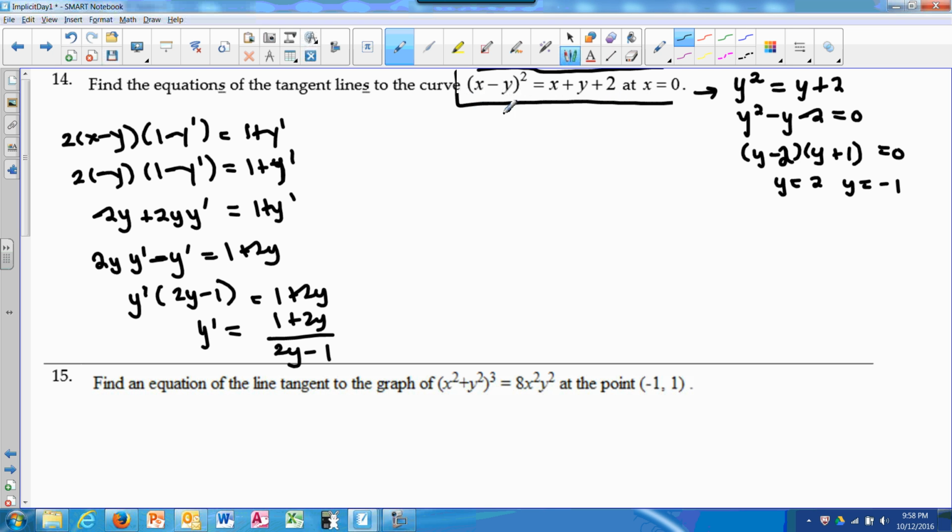which is not surprising given how complex this curve equation is. That means there's two equations for two different lines. We have the point where x is 0, y is 2, and we have the point where x is 0 and y is negative 1. We need to find the tangent slope that corresponds to each of those.